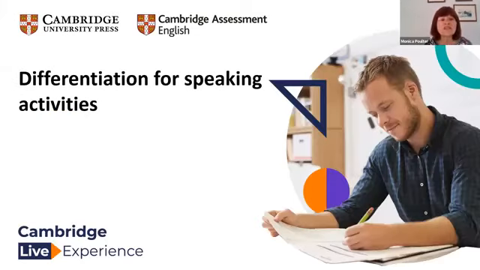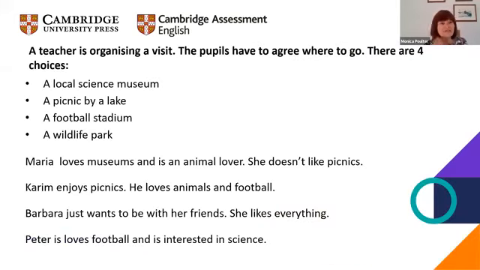So let's move on now to differentiation for speaking activities. A common speaking activity, of course, is role play. And let's look at this role play. A teacher is organising a visit and the pupils have to agree on which place to go to. So there are 4 choices: local science museum, a picnic by a lake, a football stadium and a wildlife park. And you've got 4 roles here: Maria, Karim, Barbara and Peter.